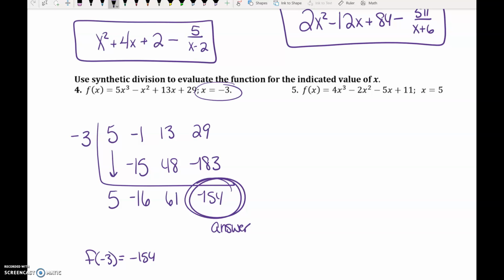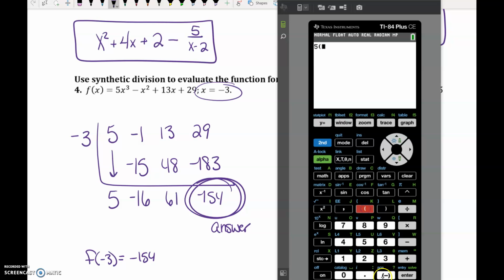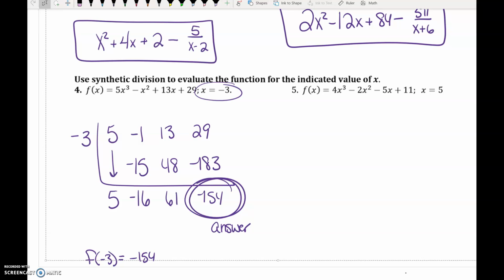And let me grab my calculator. So if I do 5 parentheses, negative 3, close my parentheses to the third, minus, oops, I need to get out of my exponent, don't I? Minus parentheses, negative 3, close my parentheses, squared, plus 13 times negative 3 plus 29. Calculator tells me that's negative 154, and that is exactly what synthetic division told us it also was. So you can use synthetic division as a way to evaluate functions when you want to plug a number into the function.